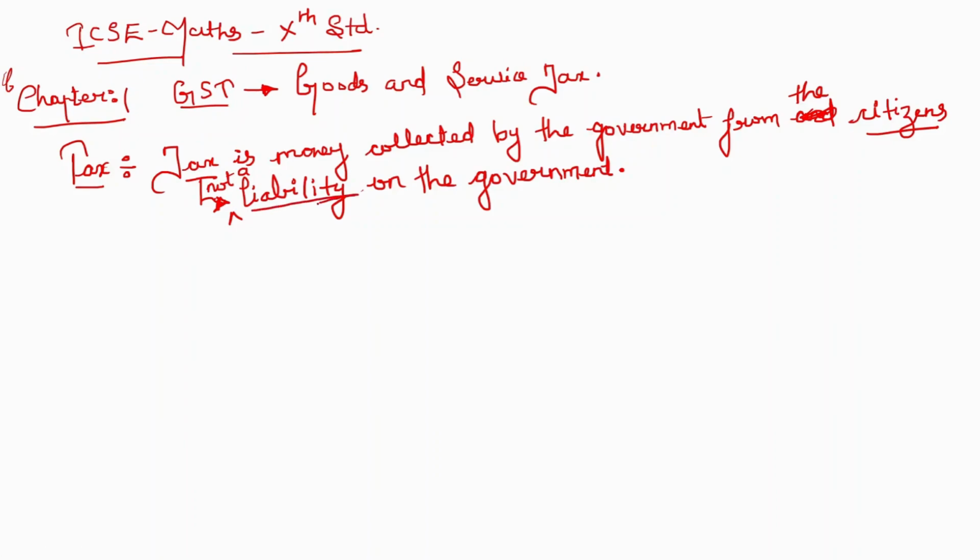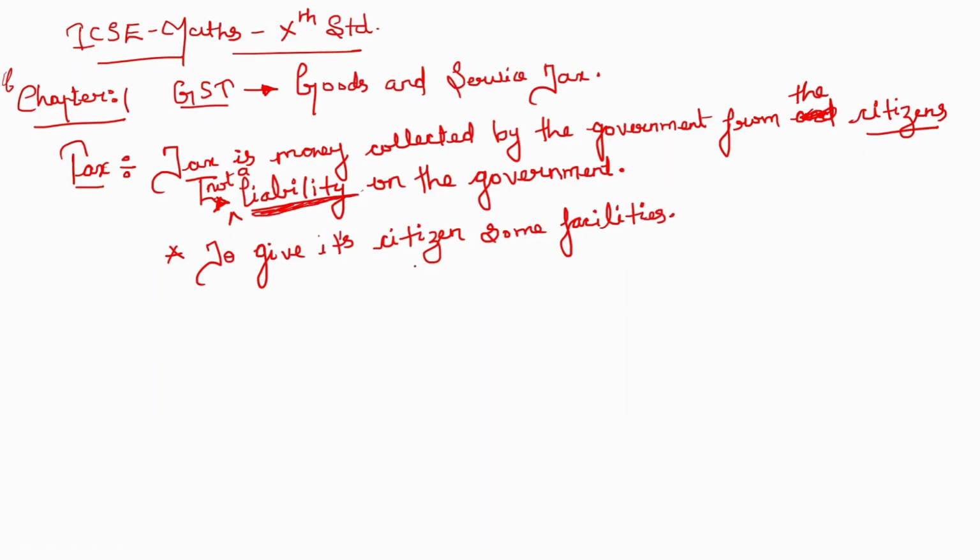Liability means it is liable to pay you back, but it is not liable to pay you back. But does that mean that it is collecting money for no reason? Doesn't mean that. Then why is it collecting money? It is collecting money to give its citizens some facilities. Whatever budget you are seeing, the budget of the government means the government will collect this tax money or money from somewhere else, and use it for providing facilities for the citizens.